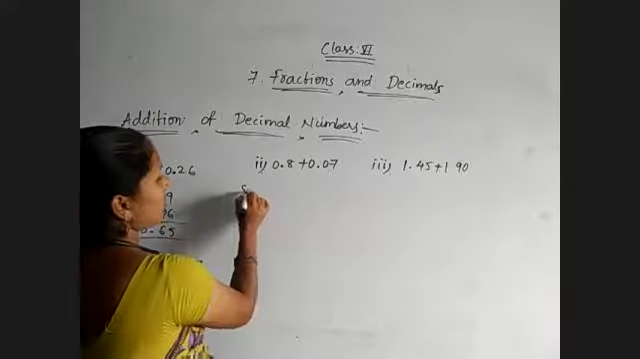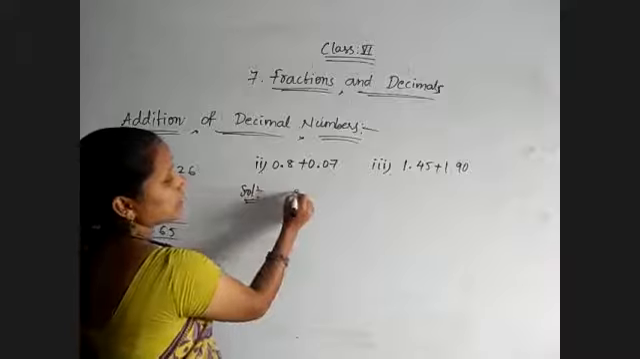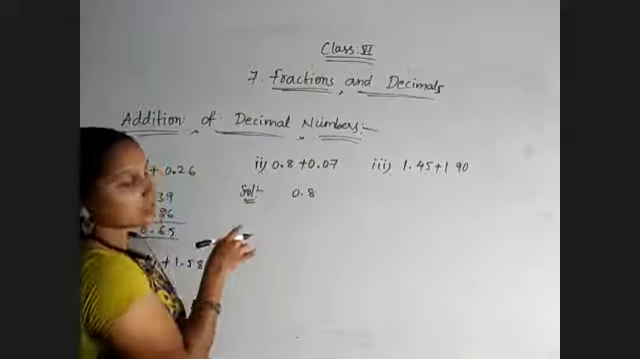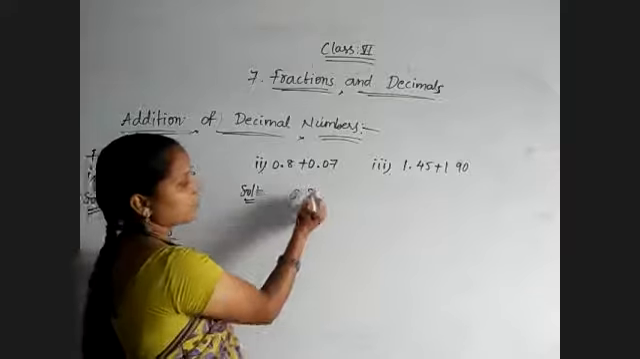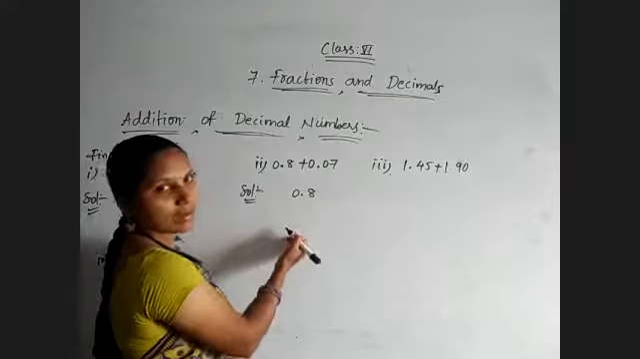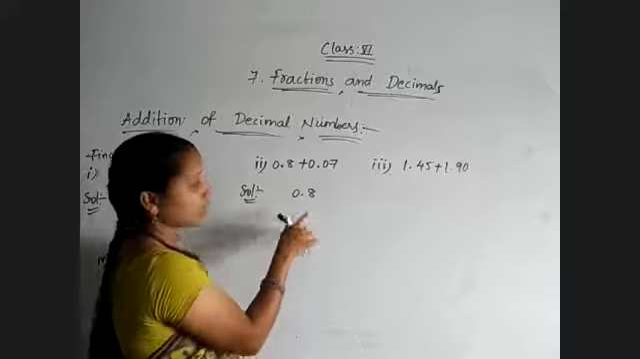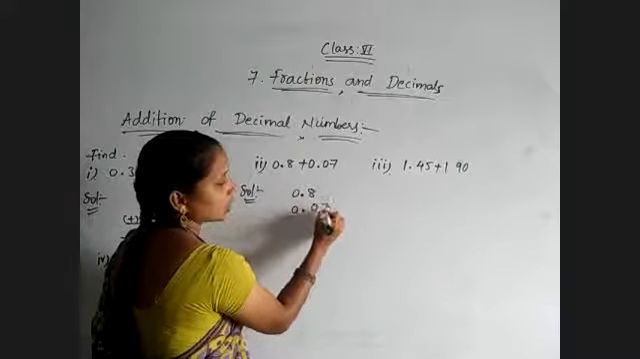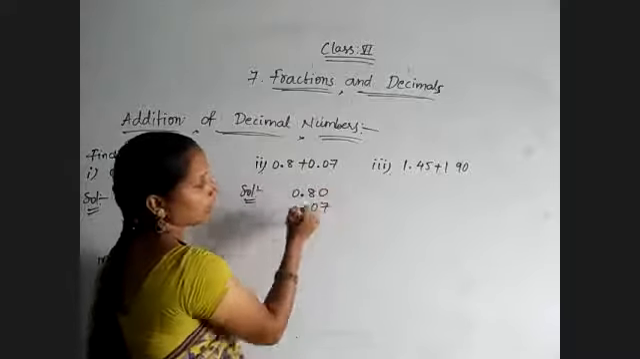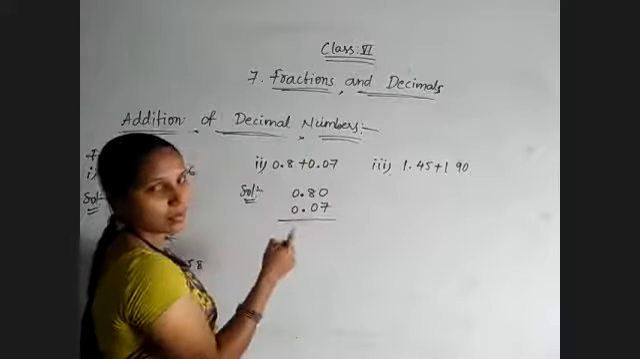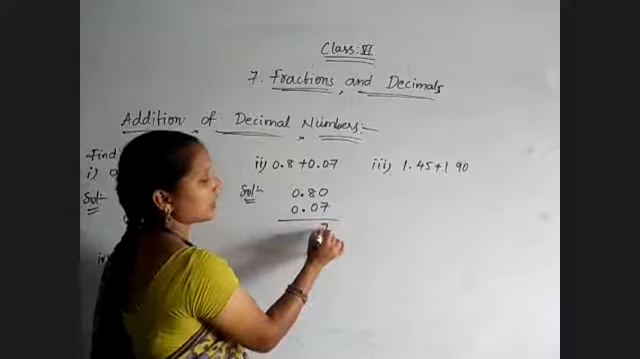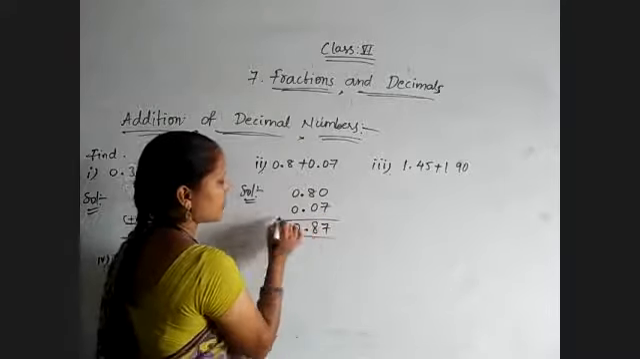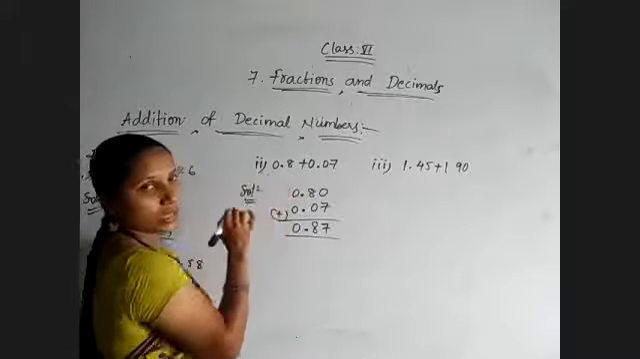Now coming to the second problem. 0.8 and 0.07 are unlike decimals. Then also no problem. First arrange them column-wise, after that make them like decimals: 0.80 and 0.07, here I am keeping 0 to convert them to like decimals. 7 plus 0 is 7, 8 plus 0 is 8, 0 plus 0 is 0. So 0.87 is the sum of these two numbers.